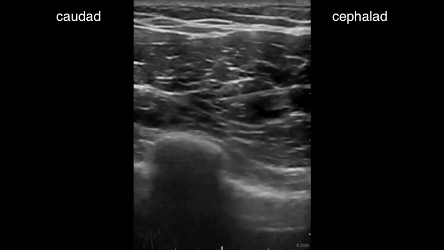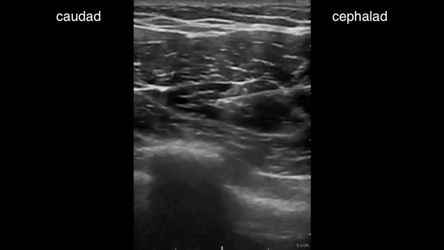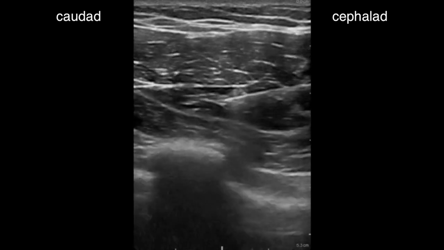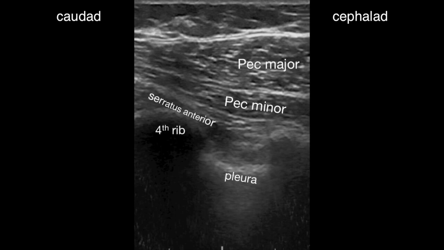There's often a visible artery in this plane above the third rib. This is the pectoral branch of the thoracoacromial artery. It's a good landmark as it's close to the medial and lateral pectoral nerves, but take care not to injure it.